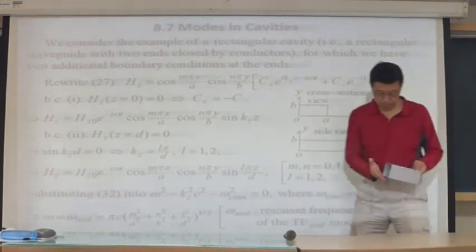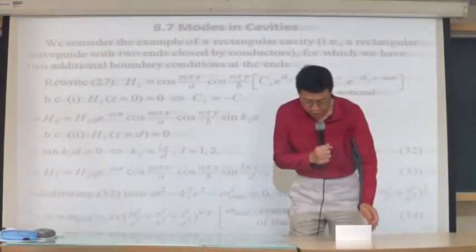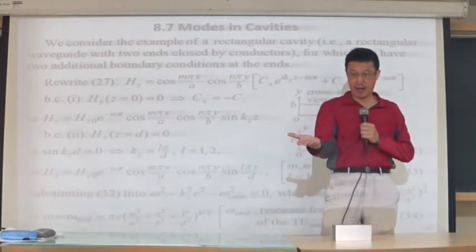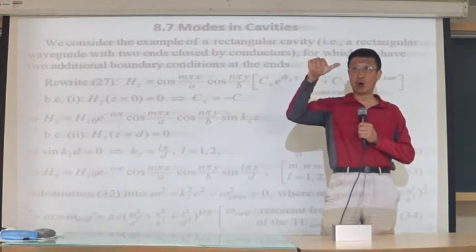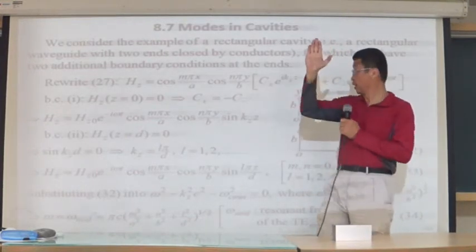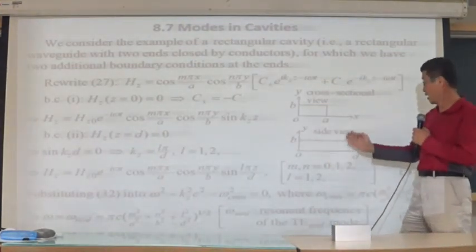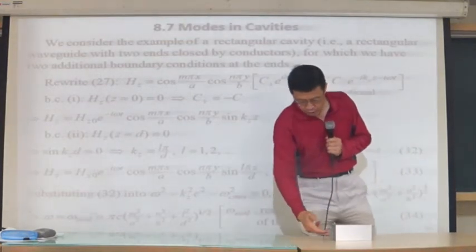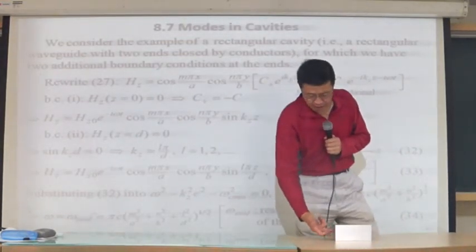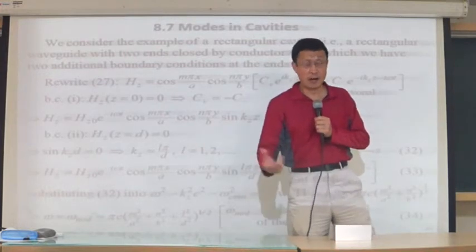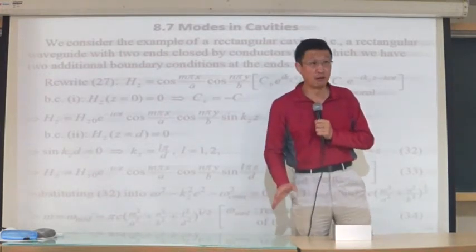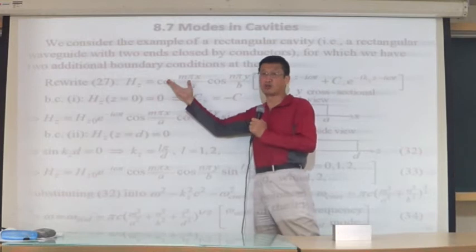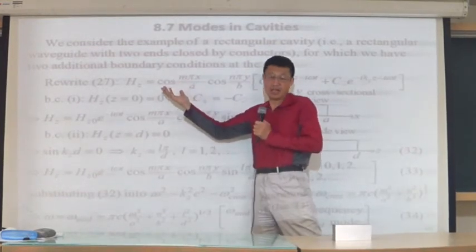Just imagine this is the z direction. x, y, z. Okay, what is the definition of x here? Hz on this surface should be 0. Not necessarily 0, because according to the boundary condition, Hz is non-zero.